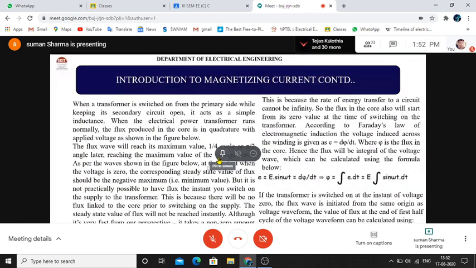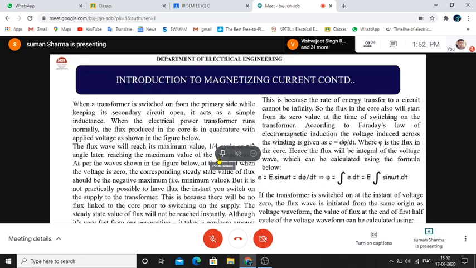So at the instant when voltage is 0, the corresponding steady state value of flux should be negative maximum. But it is not practically possible to have that flux the instant you switch on the supply to the transformer. This is because there will be no flux linked to the core prior to the switching of the supply. Supply या excitation देने के पहले आपका flux exist ही नहीं करेगा because current ही flow नहीं करेगा. Current flow नहीं करेगा तो flux flow नहीं करेगा.